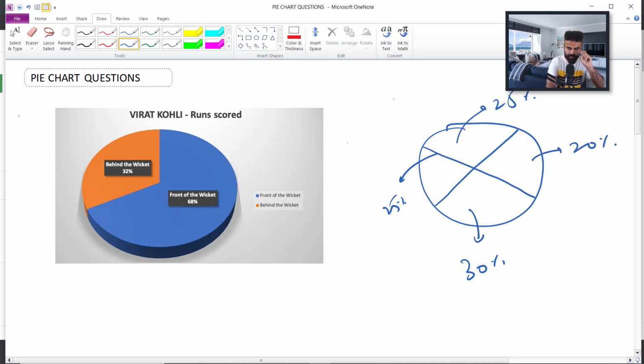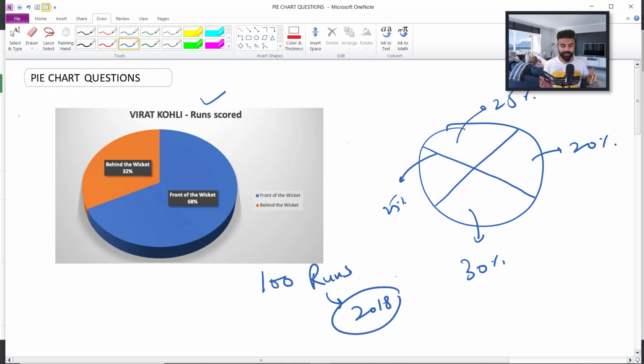Okay, so let's understand this with the help of a very simple example. This is the score chart of Virat Kohli in, let's say, the year 2018. Let's assume he scored 100 runs in that year. Just assume. Out of 100 runs, as you can see in this diagram, we have 68% runs scored in front of the wicket and 32% behind the wicket.